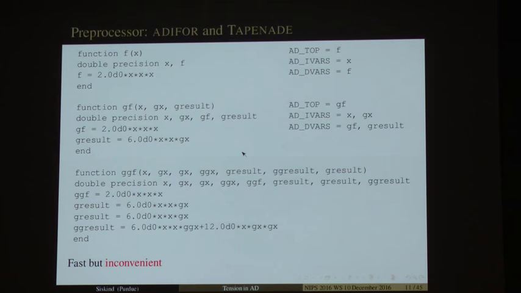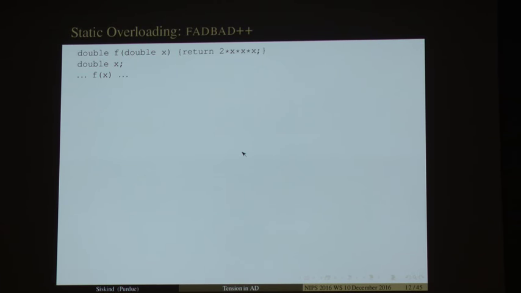But then quirky things happen, because notice there are two values of gx here. One of them results from the tangent of the primal, the other one results from the primal of the tangent. And so there's a name conflict. How you deal with that is you have to tell it to name the variables differently in the different strata of the differentiation. And fine.